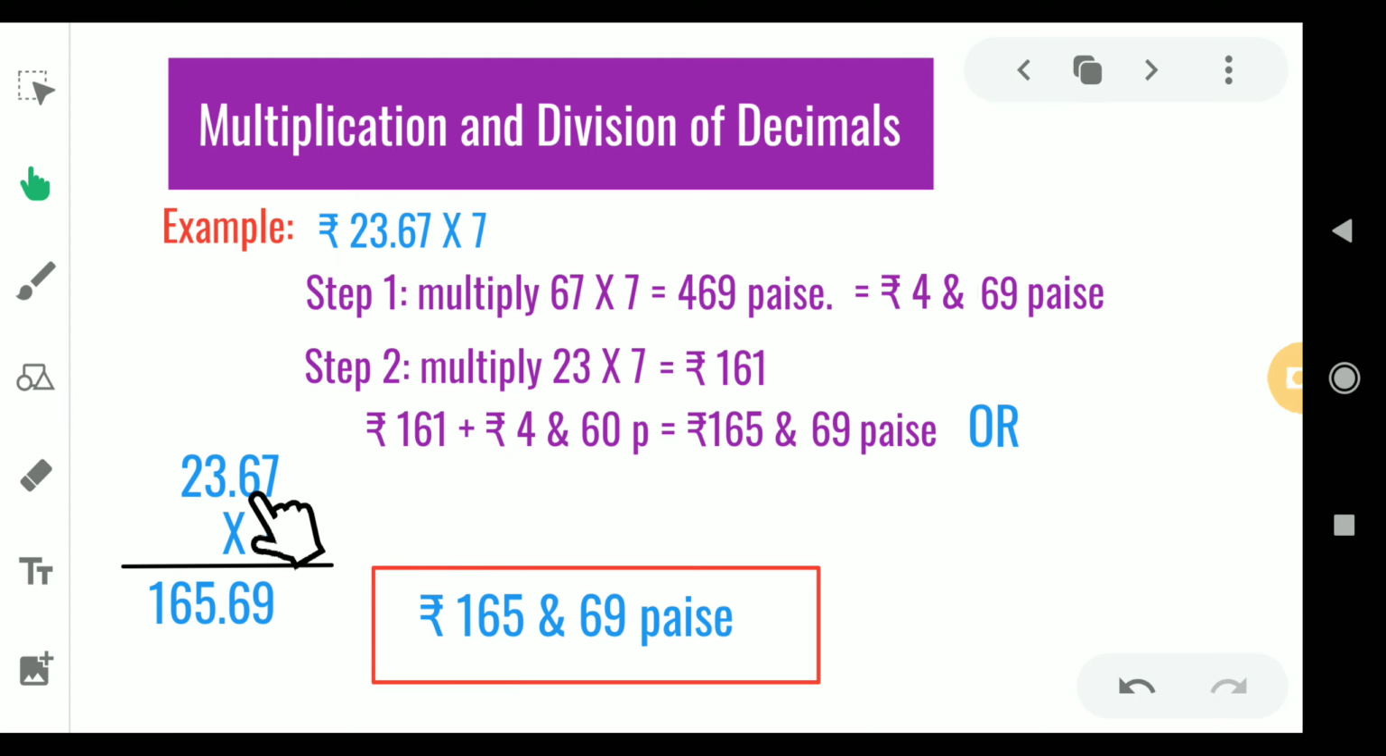Just look at the number here, this is the original number and we have two decimal places here, 1 2. So in the product as well you have to write those two decimal places. So when you put the decimal point after two decimal places, it will be 165.69 and this can be written in decimal form and in money as rupees 165 because this is the integral part. So the integral part always shows the rupees and the decimal part always shows the paise. So the product of 23.67 and 7 will be 165 rupees 69 paise.